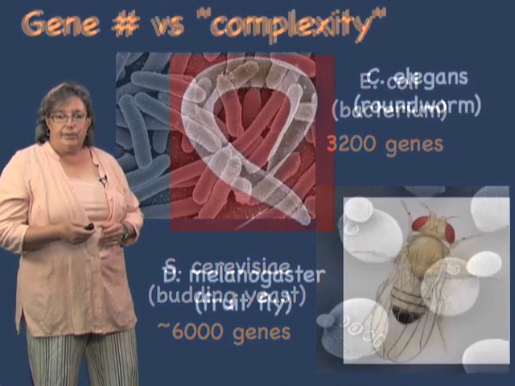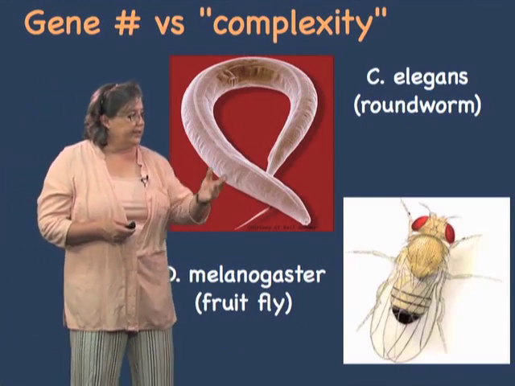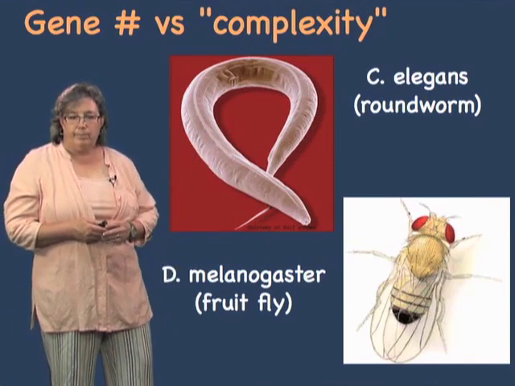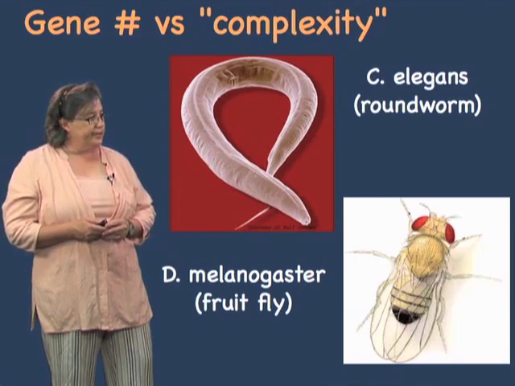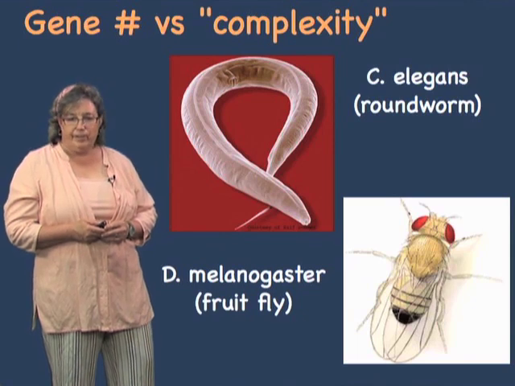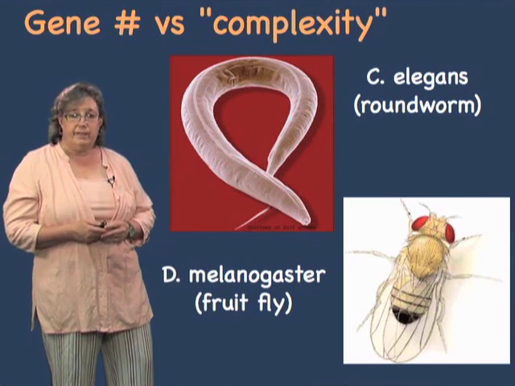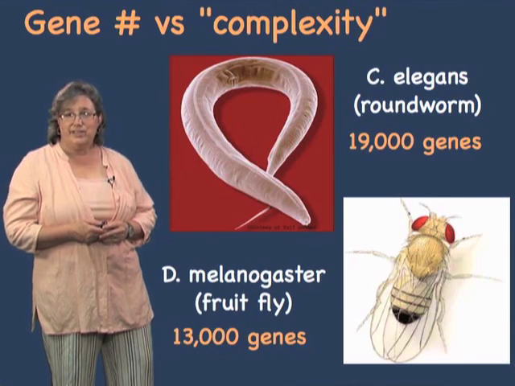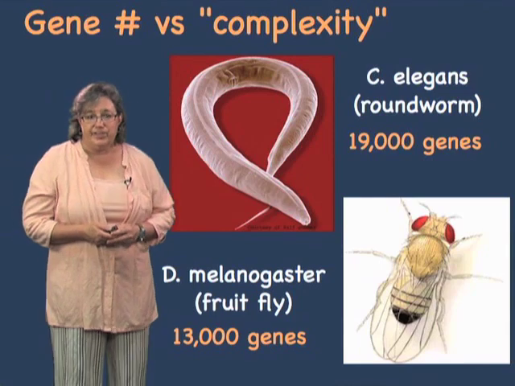Now, if we go up the evolutionary ladder, let's consider two other model organisms, C. elegans, or the roundworm, and Drosophila melanogaster, the fruit fly. Now, on the surface, it might seem that Drosophila is the more complicated organism, so it would have more genes than the roundworm, but in fact, it's the opposite way. So C. elegans has about 19,000 genes, and Drosophila melanogaster only has about 13,000 genes.